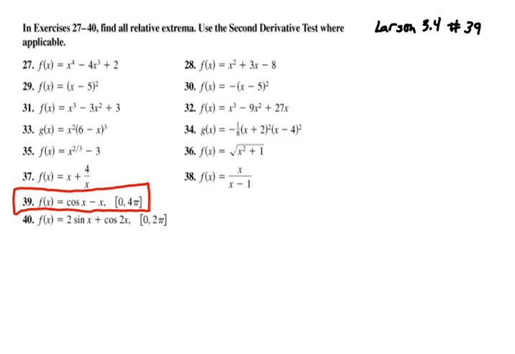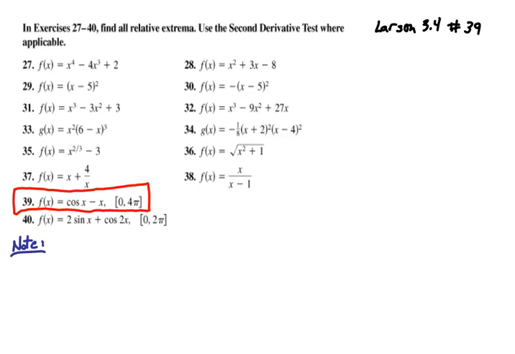Another question that was asked from Larson, section 3.4, was number 39, which says f of x is cosine x minus x, and we're looking to find all relative extrema and use the second derivative test where applicable, and that's on the closed interval from 0 to 4 pi. We'll write a short note here. What is the second derivative test?